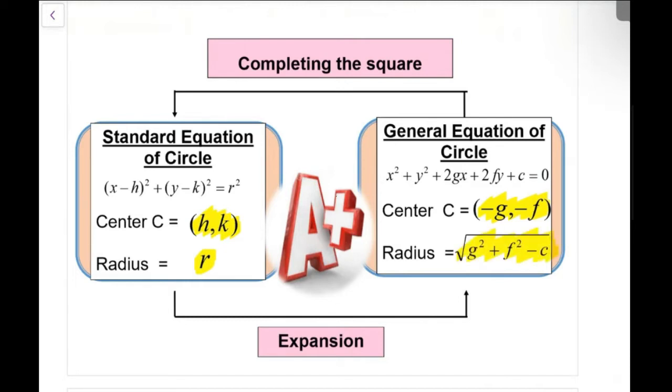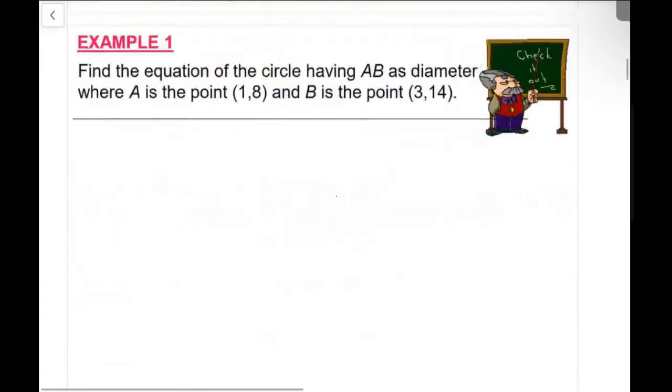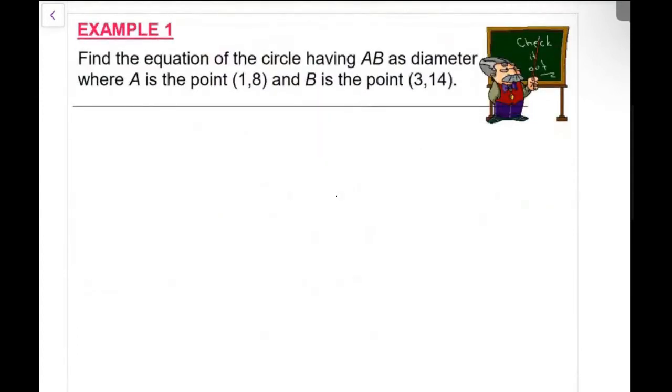From standard equation, we can convert it into general equation by using expansion. And if we want to change the other way around from general to standard equation, we will have to use completing the square method. Let's do some example on how to find equation of a circle.